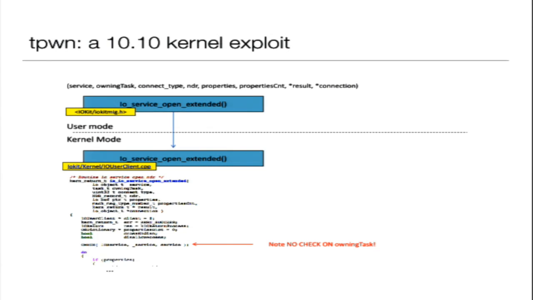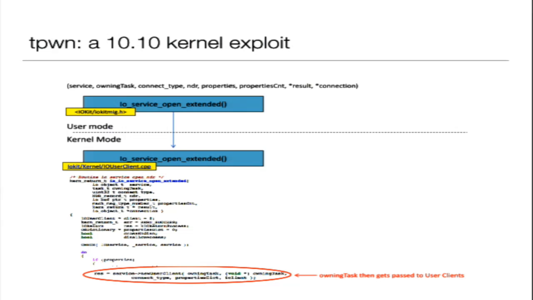But in this particular function, you can't see much, but there is no check on the task you pass in. And so if you pass in a task which is not actually a task, it will pass it down as null to the user client. User clients are essentially a driver object which can be used in userland. Code runs in kernel land, but you can call every function you want from userland.